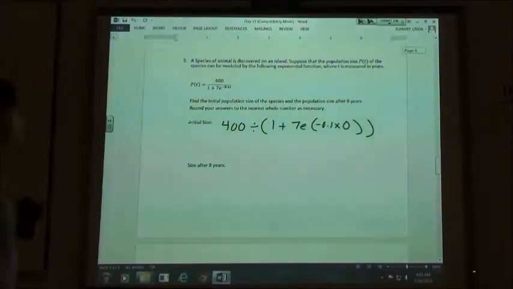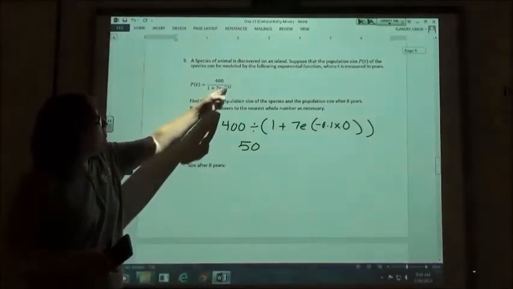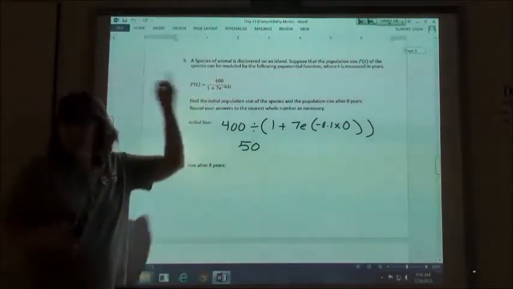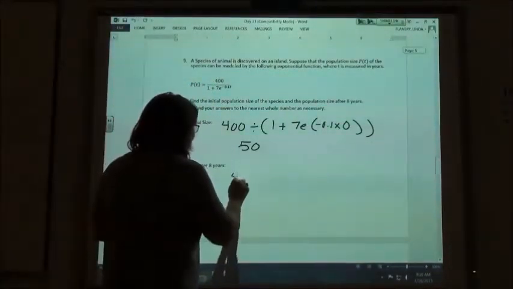So 50 is our initial population size. This would give me e to the 0, which is 1. 1 times 7 is 7. 7 plus 1 is 8. And 400 divided by 8, hey, is 50. The next one probably won't turn out so nice.